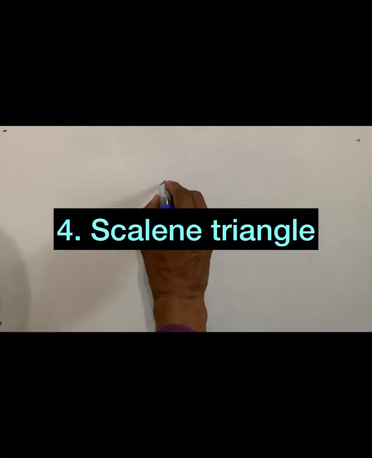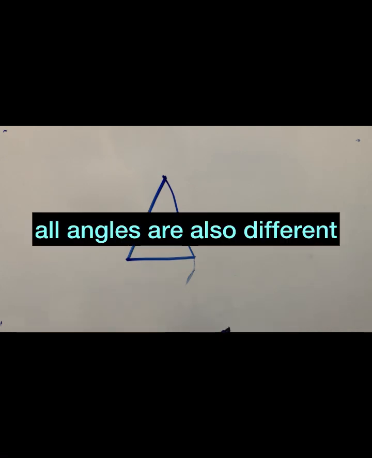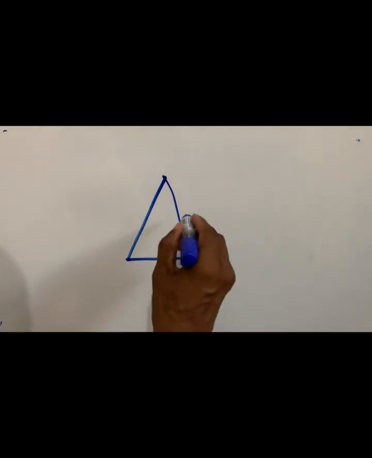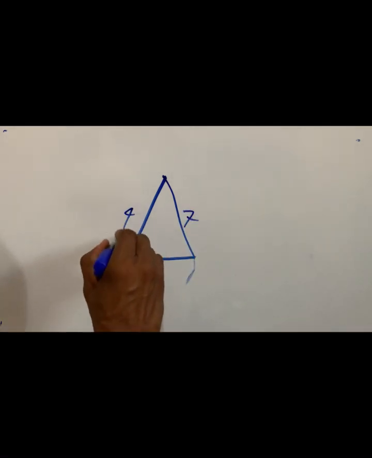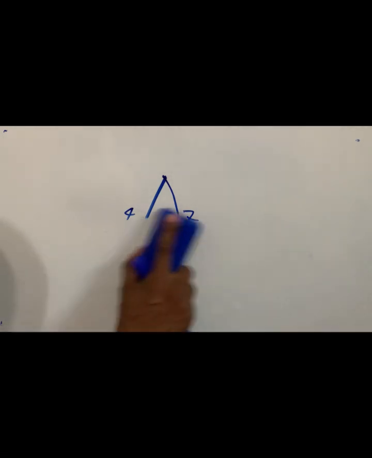We call this a scalene triangle. It's where all 3 sides are of a different length. All 3 sides are of a different length. So let's say this is 7, this is 4, this is 6. So that's what you call a scalene triangle, where all 3 sides are of a different length.